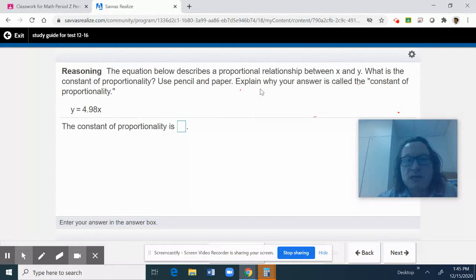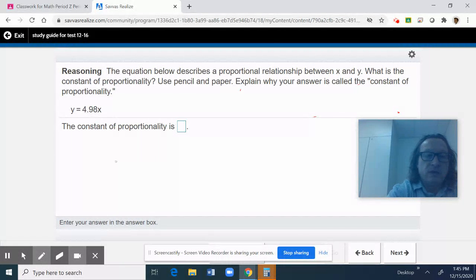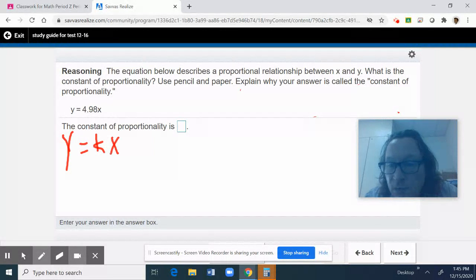Okay. The equation below describes a proportional relationship between x and y. What is the constant of proportionality? So we did this one yesterday. No, we did this one on Monday, and we've done it before. It should look familiar. What you need to remember for this question is the formula y equals k times x is how we write a proportional relationship, where k is the constant of proportionality.